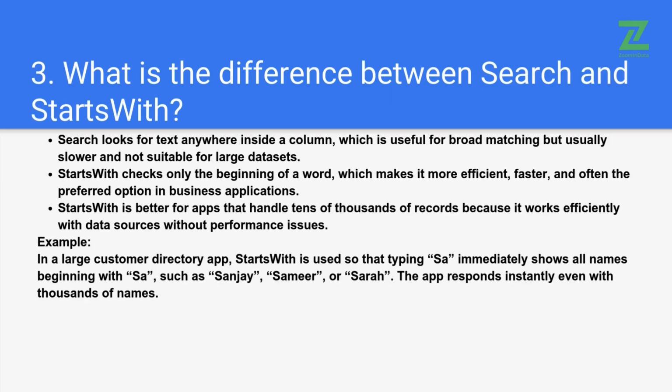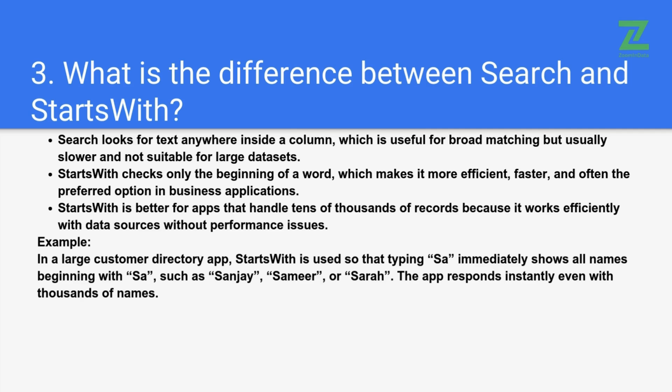What is the difference between Search and StartsWith? Search looks for text anywhere inside a column, which is useful for broad matching but usually slower and not suitable for large datasets. StartsWith checks only the beginning of a word, which makes it more efficient, faster, and often the preferred option in business applications. StartsWith is better for apps that handle tens of thousands of records because it works efficiently with data sources without performance issues.